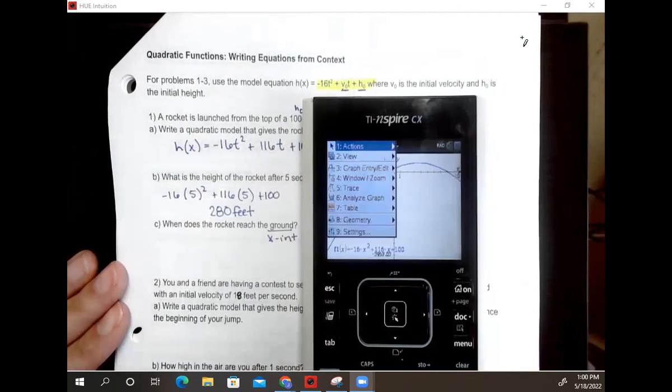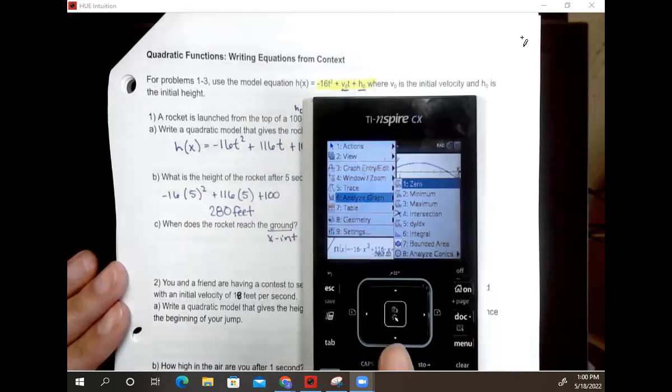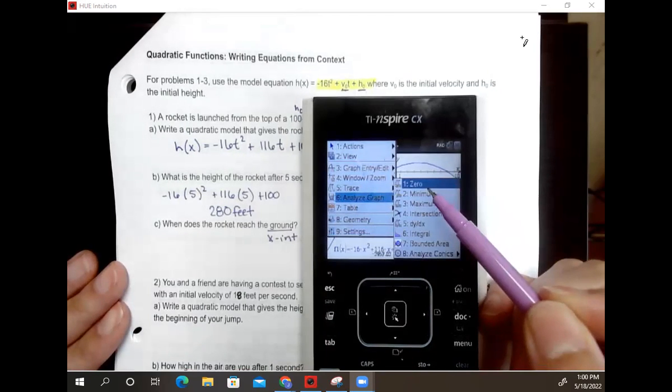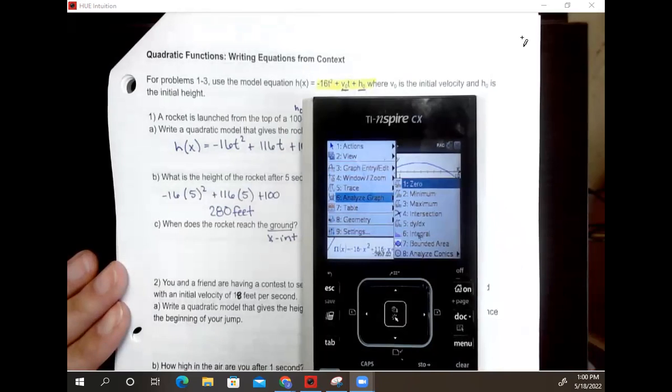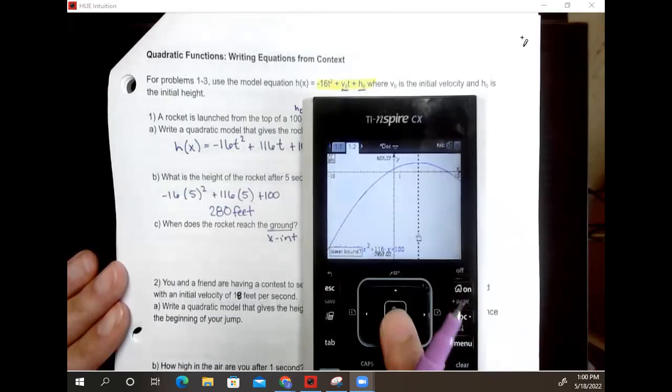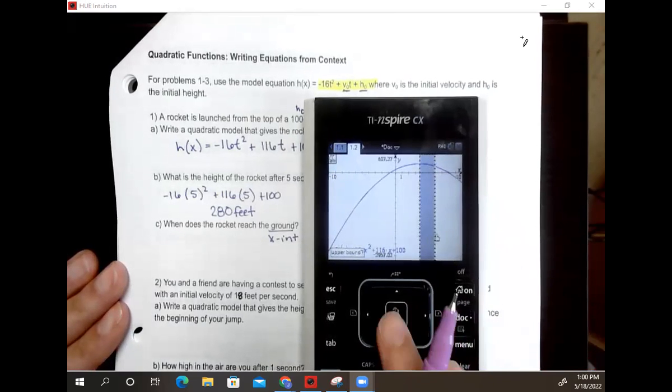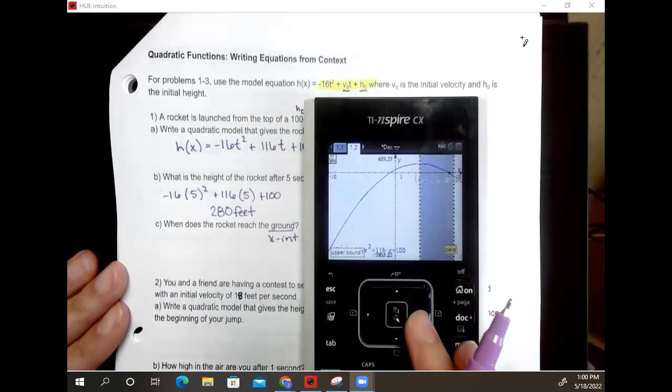So I'm going to go to Menu and then Analyze Graph. Remember, for your calculator, x-intercepts are called zeros. Okay? And I click on either side. Don't try to land your dashed line on your x-intercept. Click to one side, click to the other.